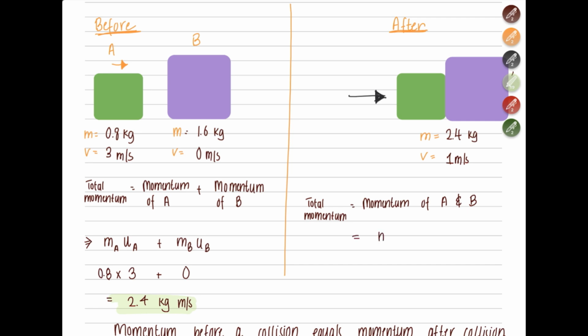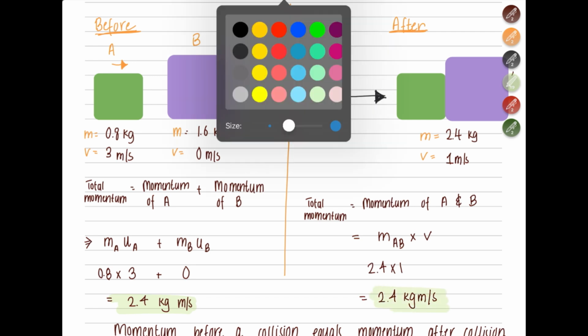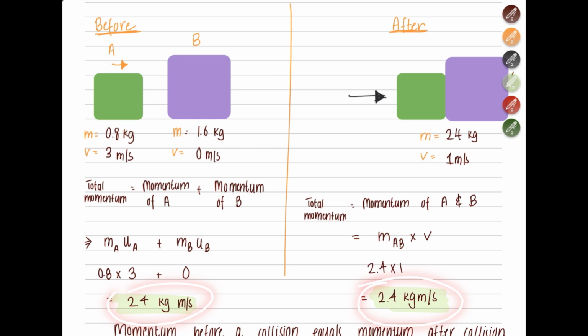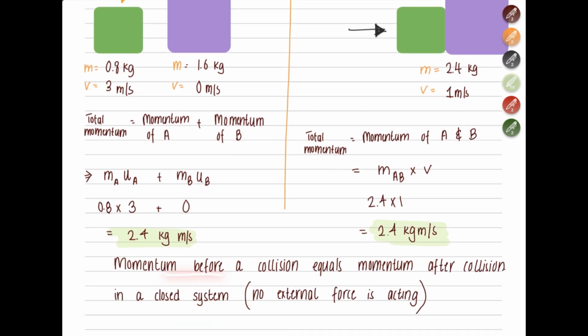This is going to be mass of A and B multiplied by the velocity. V is now the final velocity, so it's going to be 2.4 times 1, and we get 2.4 kilogram meter per second. So now if you notice one thing, both of the momentum are equal. This is not a coincidence. This is the law of conservation of momentum. Momentum before a collision equals momentum after a collision in a closed system. Okay, before collision and after collision the momentum is same.